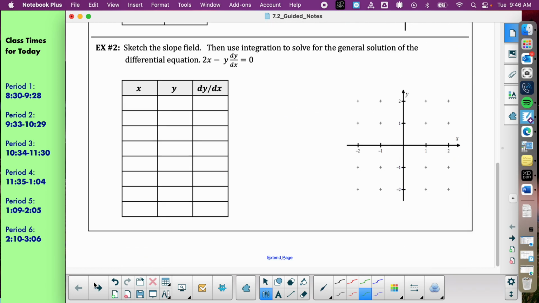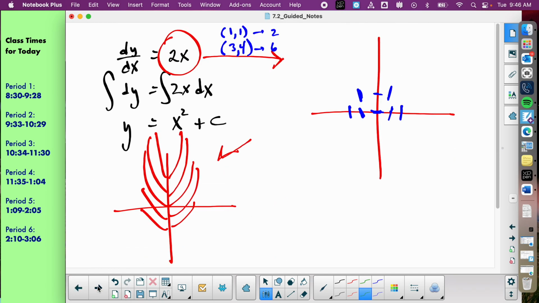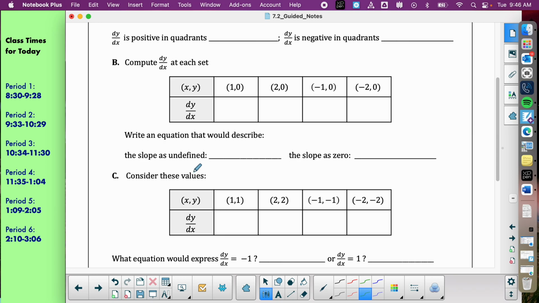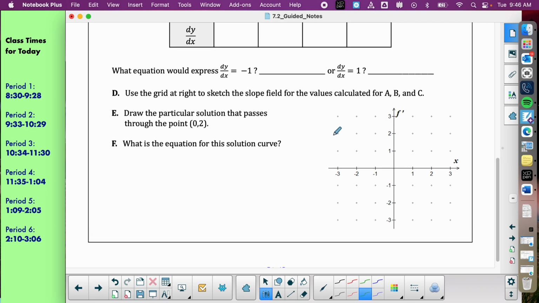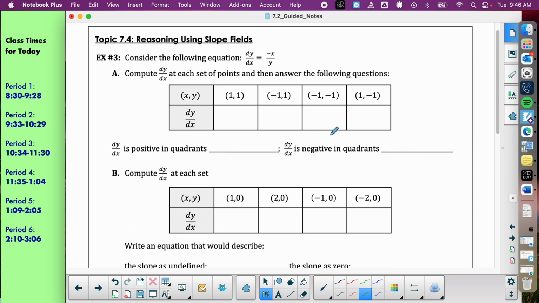Okay, let's go. Page 2 is right here. Here we go. That's the one I wanted to get to. There it is.